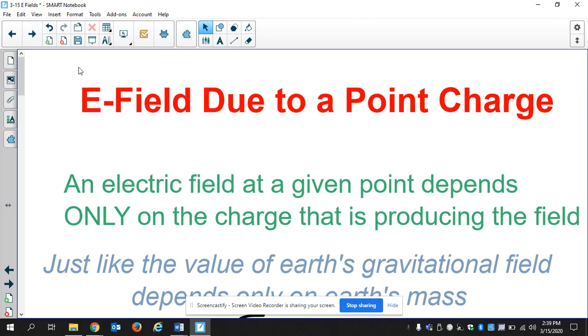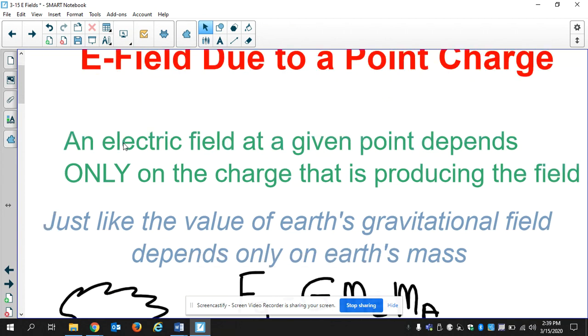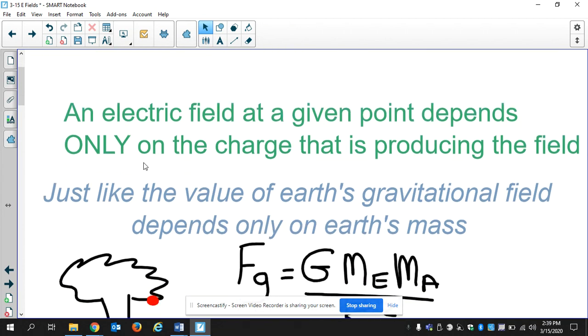Now, the E field due to a point charge, let's talk more about that. The electric field at any given point depends only on the charge that's producing the field. This is just like Earth, the value of Earth's gravitational field depends only on the Earth's mass. So we talk about little g being 9.8, but we never worry about what the object being attracted to Earth is. Earth's gravity is still 9.8.